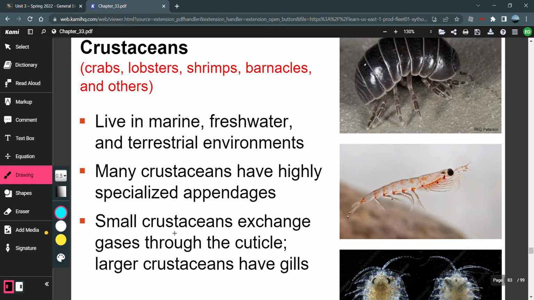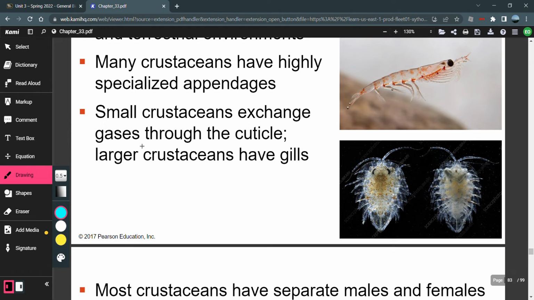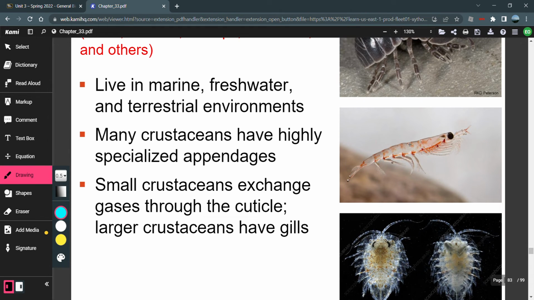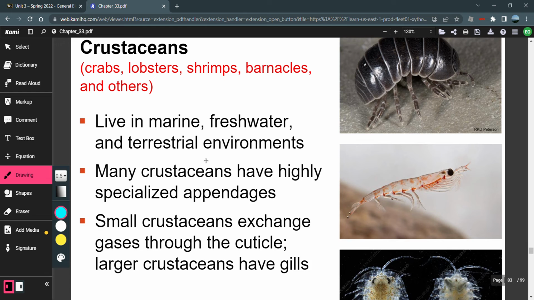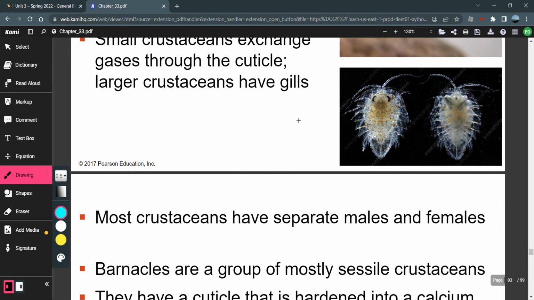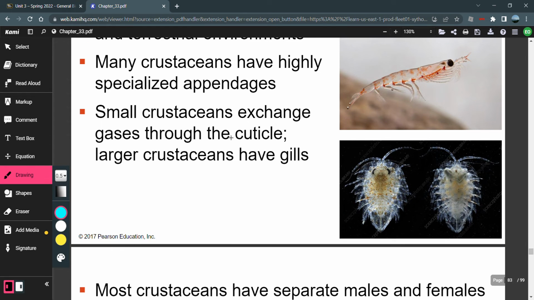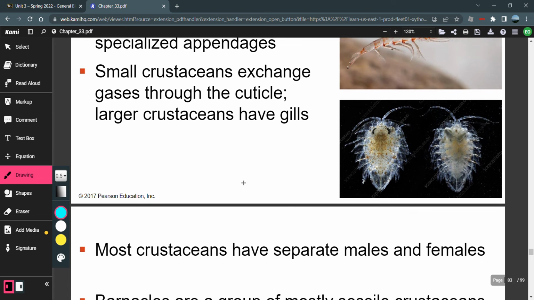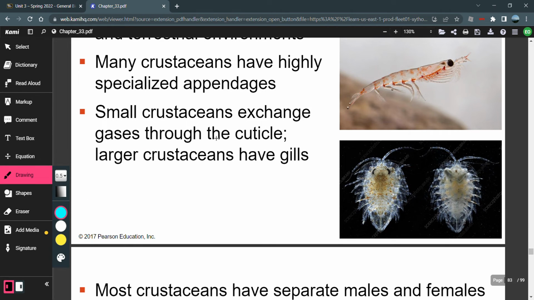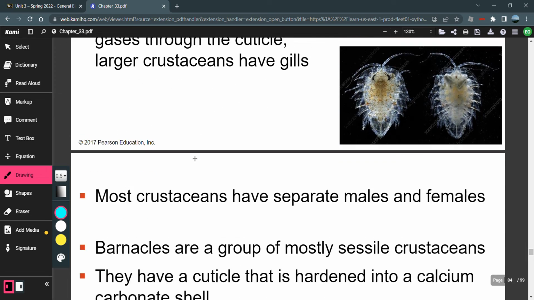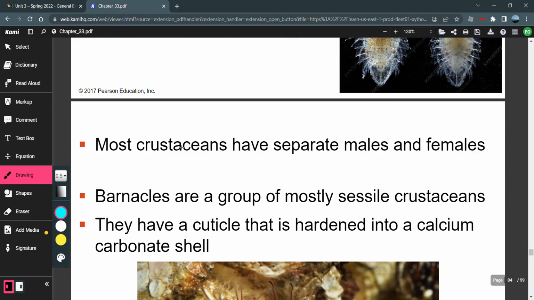Small crustaceans exchange gases through their cuticle. So small crustaceans sometimes have no gills or lungs, and gas exchange just happens through the cuticle because it's so thin. The layer of cells is so thin, oxygen can just directly diffuse through the cells, and it's pretty easy. There's no use for gills. While larger crustaceans would have gills because there are multiple layers of cells, and there's no way that oxygen is diffusing through the multiple layers of cells.